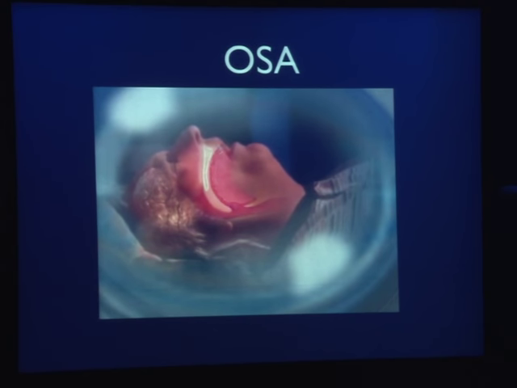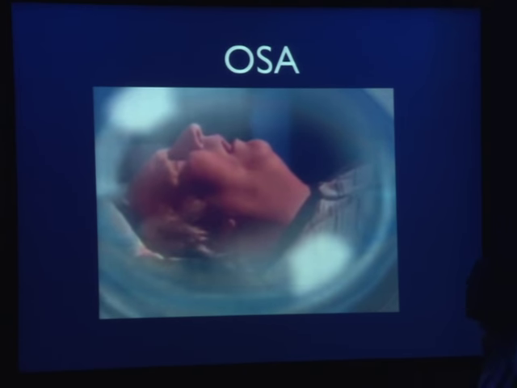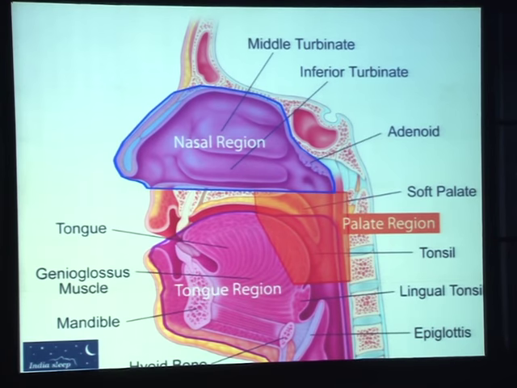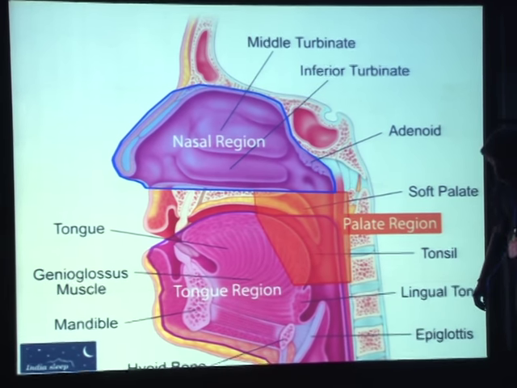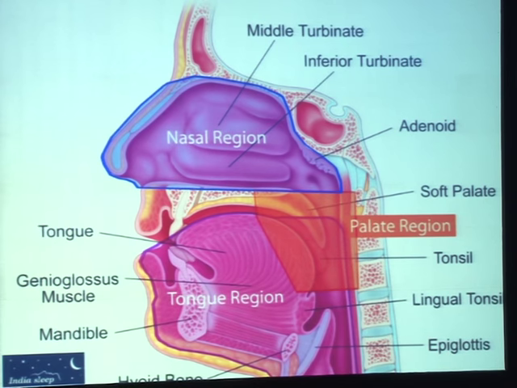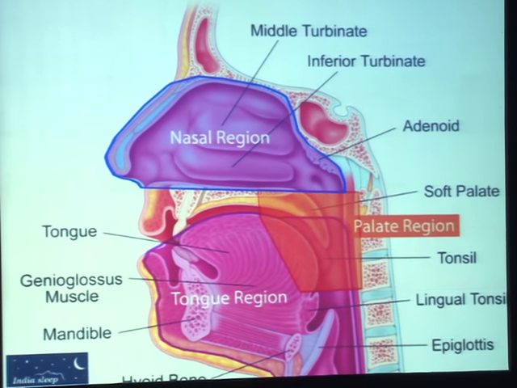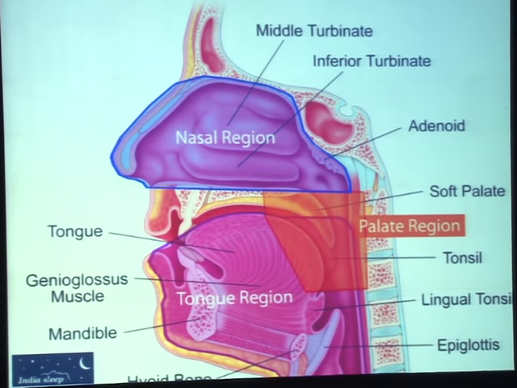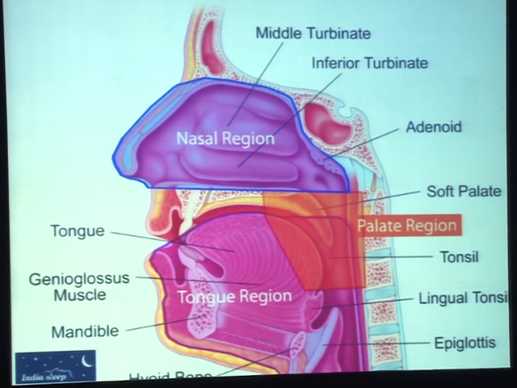Obstructive sleep apnea is a condition in which the sleep is disturbed because the airway is obstructed in the throat, palate, tongue, or both. Since the obstruction can be in the nose, palate or tongue region, we are talking of obstructive sleep apnea, and if the obstruction is in any of these regions, this is the domain of ENT surgeons, and no one other than an ENT surgeon can do justice to this obstruction.